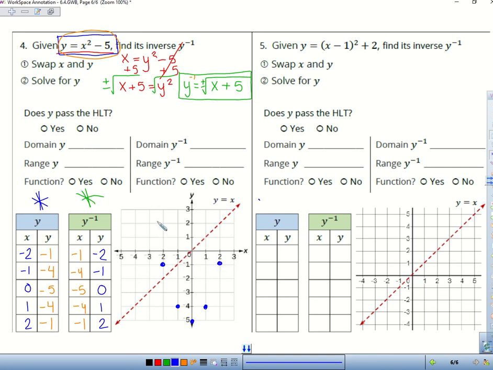So this is the graph of the original function. Now I'm going to go ahead and graph its inverse using this table. -1, -2, -4, -1, -5, 0, -4, 1, and -1, 2.